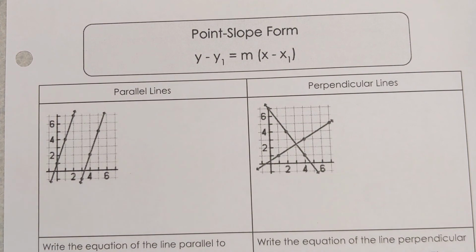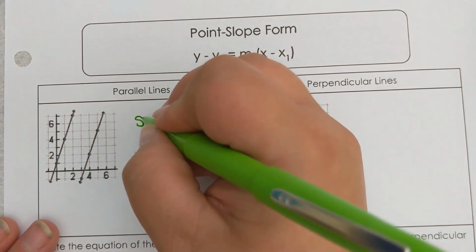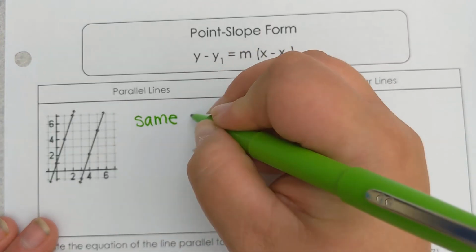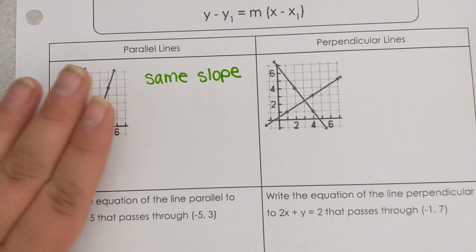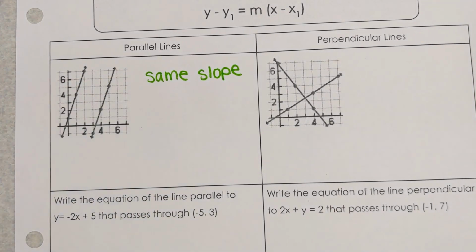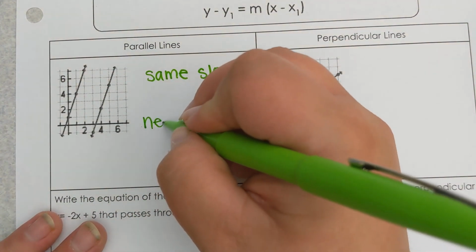Again, I put point slope form at the top just so that you have it there. Parallel lines have the same slope, because if you look at them, they're kind of at the same angle. That's all you need to know about them, maybe other than the fact that they never cross.